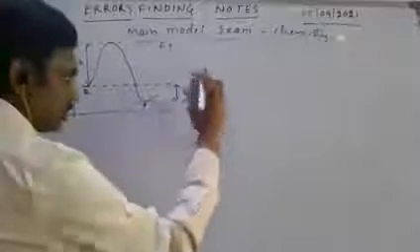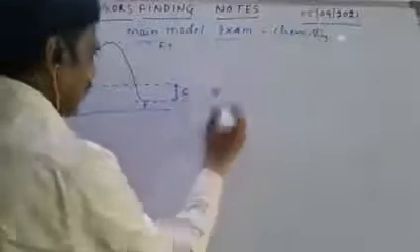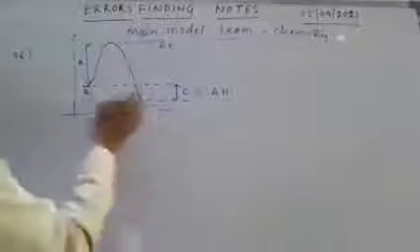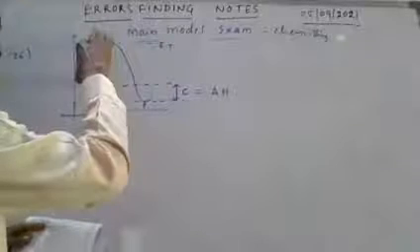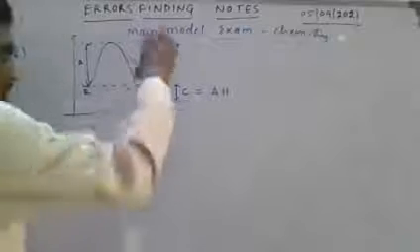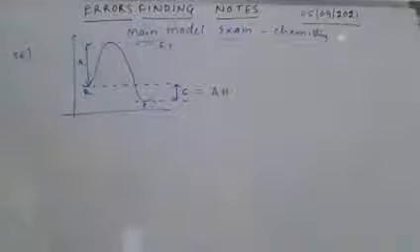Here this is the delta H value, the reaction enthalpy: energy of products minus energy of reactants, or the activation energy of the forward reaction minus the activation energy of the backward reaction. That also gives the delta H value, the reaction enthalpy.